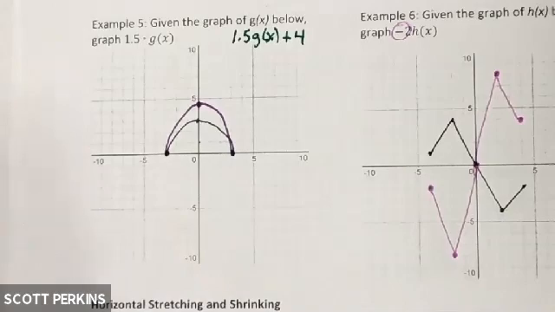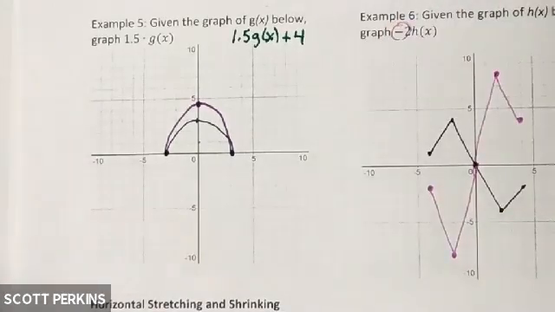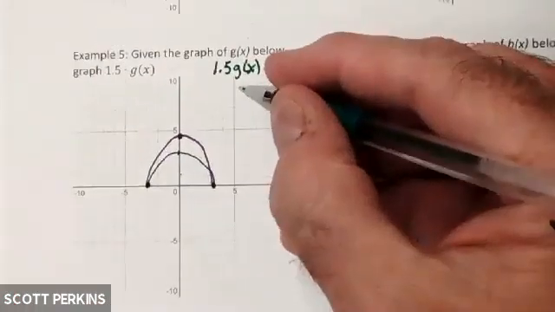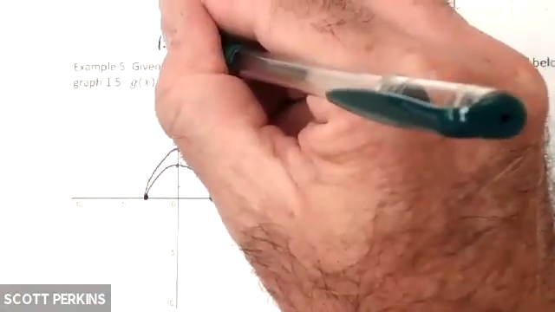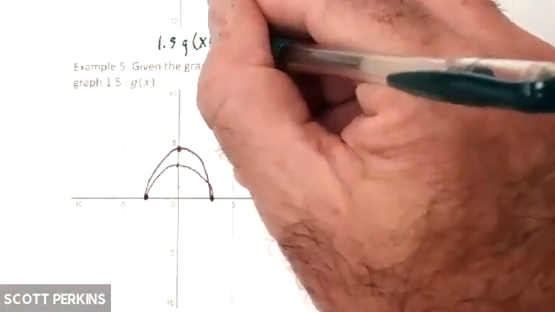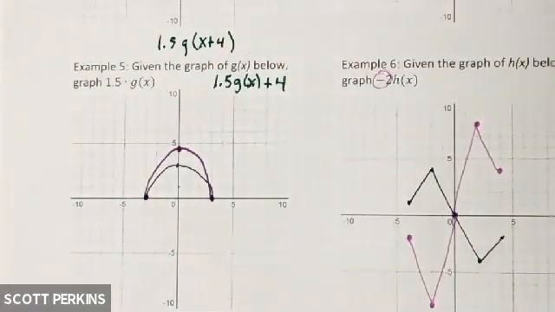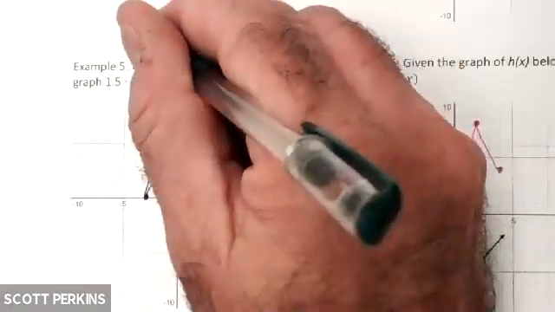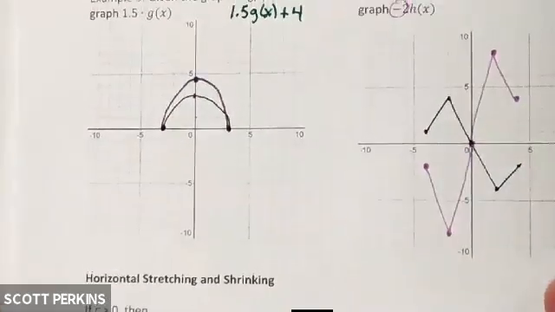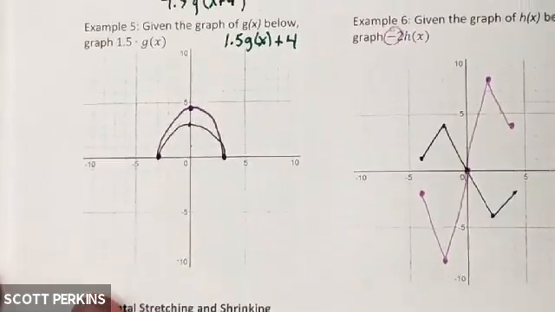I'm going to add 4 to all my y values, which is what I hope you did because that +4 is outside of the parentheses. So if you moved your graph left 4, this would be the wrong thing. You did 1.5 g of x plus 4. So notice the difference. The +4 is not inside with the x. So this is not a left 4 problem. So we're going to move this up 4 units.